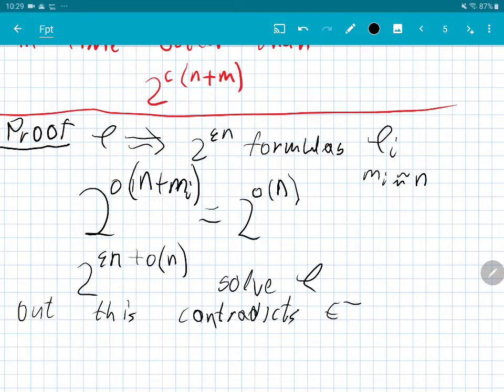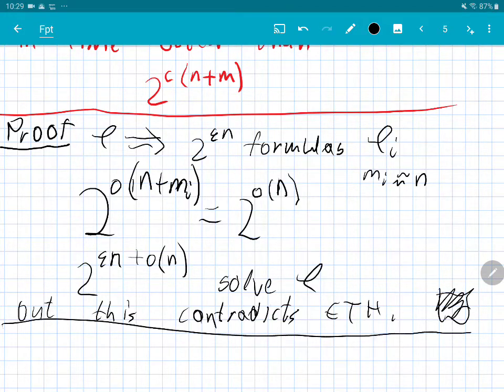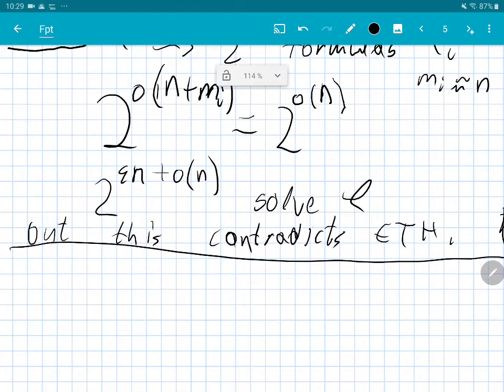Right? So that's the proof of this lemma. Okay. So that's good. Another implication of a similar taste is the following theorem.